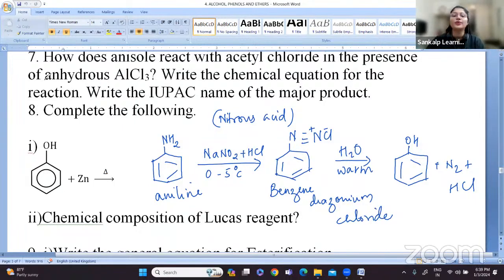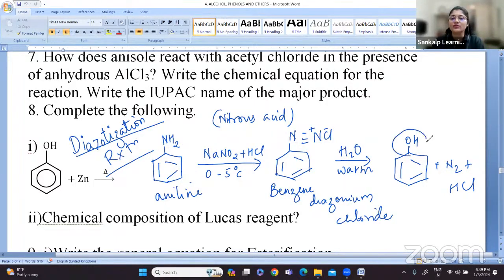How are we preparing phenol from aniline? It is called a diazotization reaction. We are preparing our phenol from diazotization. It is forming a diazonium salt as an intermediate product. I hope you're getting these things right.